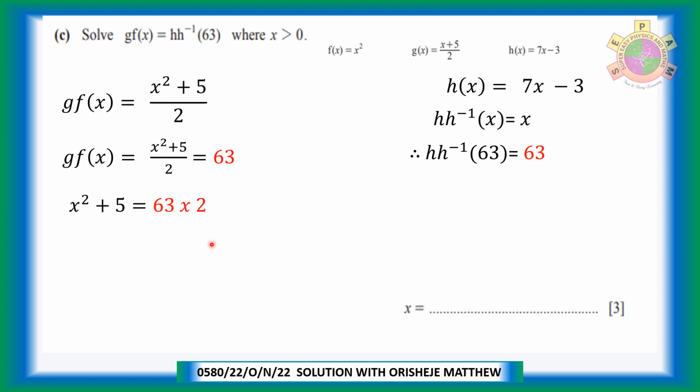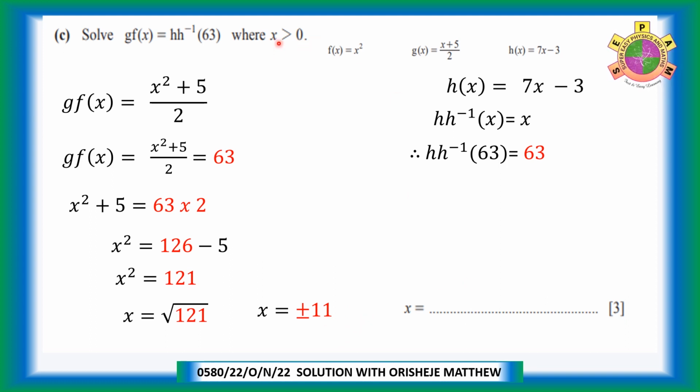So cross multiply. s squared is equal to 63 times 2. Then to make s squared the subject, take away 5. Then s squared is equal to 121. So what is s? Square root of 121. That will give us plus or minus 11. And then they say find the value when s is greater than 0. So you take only the positive sign.